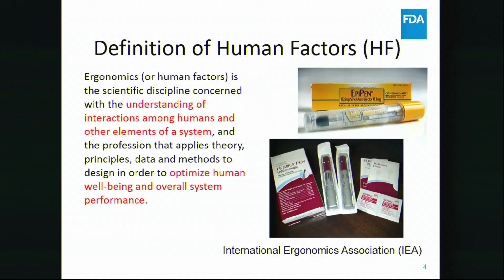So that brings me into, well, what exactly is human factors? Human factors, when you boil it down, it's really about understanding the interactions between humans and some element of a system. So for our purposes today, that system element is the labeling. But the idea ultimately is to get to this goal of optimizing human well-being and overall system performance.